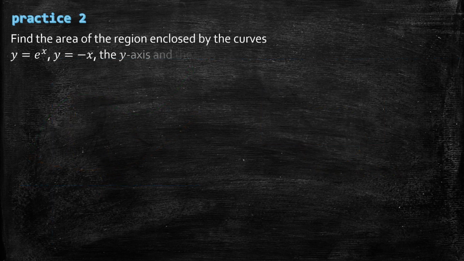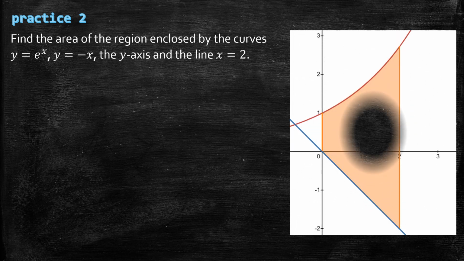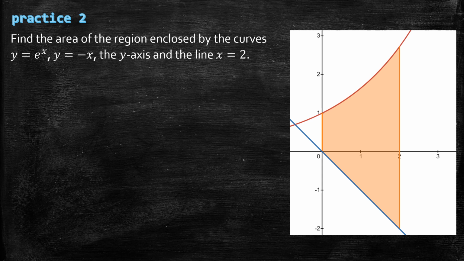So in the second practice problem, we're going to find the area enclosed by y equals e to the x, y equals negative x this time. If you recall, in practice 1 we used y equals positive x. The y-axis and the line x equals 2.